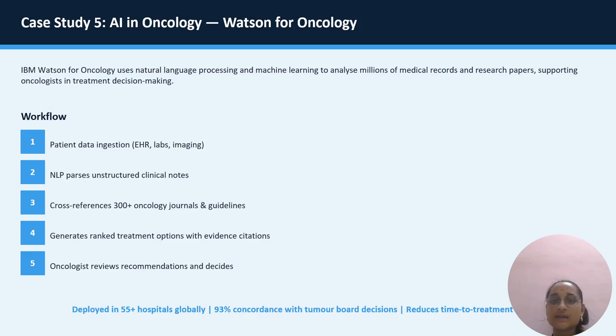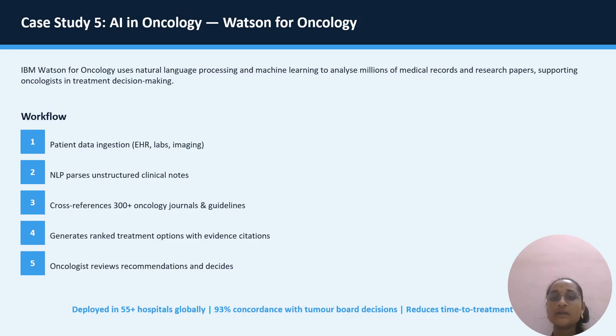And fourth one is generate ranked treatment option with evidence citation. And fifth one is oncologist review recommendations and sites, and their impacts of deployed in 55 plus hospitals globally. 93 percentage concordance with tumor board decision, reduce time to treatment by 40 percentage. This means that AI suggests match the decision made by expert doctor panel 93 percentage of time, and it helps patients start treatment 40 percentage faster.